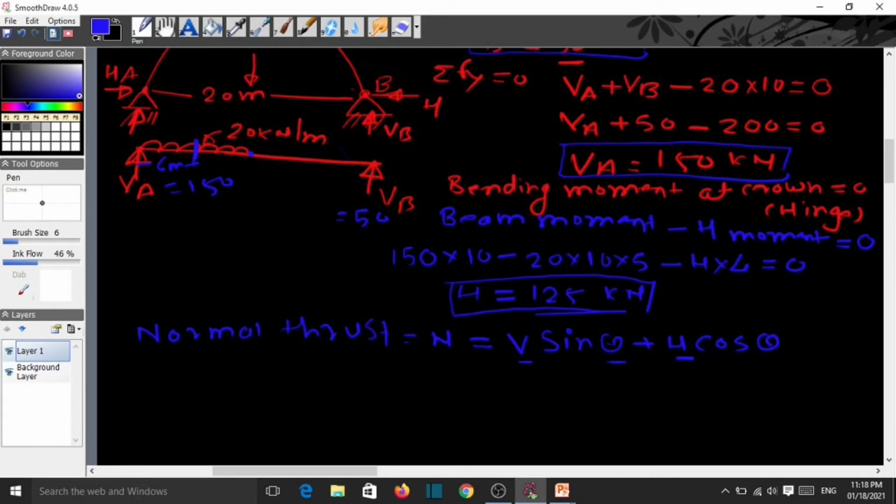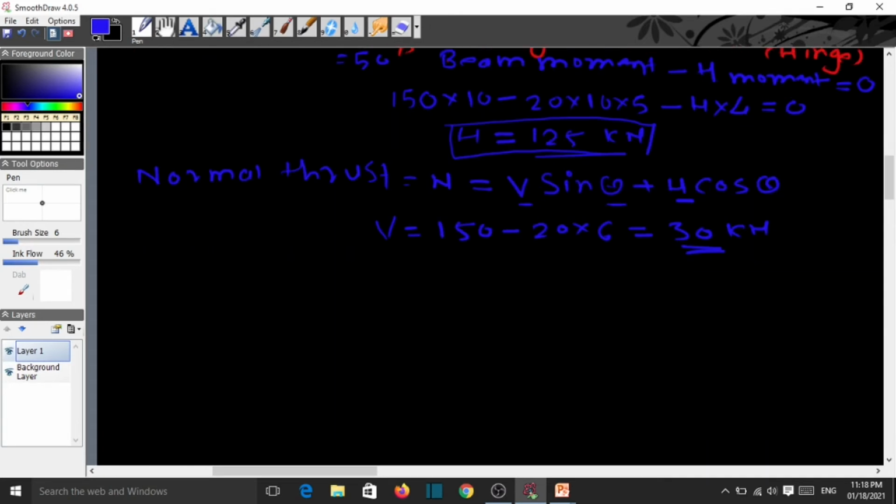So here V is equal to VA. From the left hand side, VA is positive and this UDL is negative. So V is equal to VA minus 20 into 6, so that is equal to 30 kN. Now in this way we got the value of this V, that is equal to 30 kN. Now next is the theta.